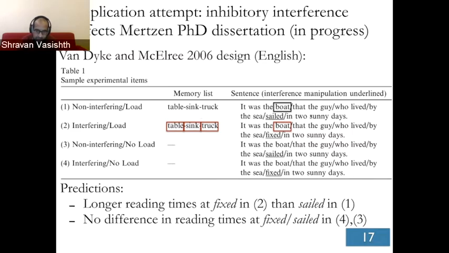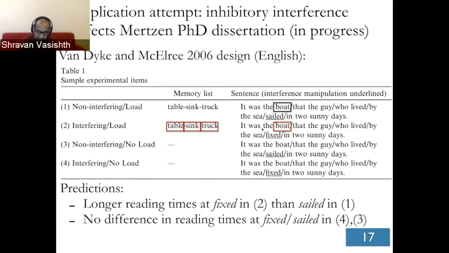And then they have to read a target sentence. In the target sentence, there's a subject noun, boat, and then a verb comes up. In the first sentence, the subject is the boat and the verb is sailed. The participant is holding these 3 items in memory. They're processing this subject boat and they reach the verb sailed. They have to access the subject of the sentence, which is boat. They are not going to experience any difficulty in identifying boat because table, sink, and truck are not sailable objects. So they don't lead to the fan effect that I was talking about earlier.